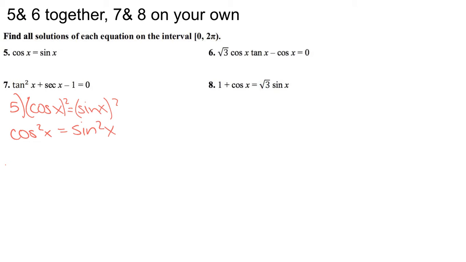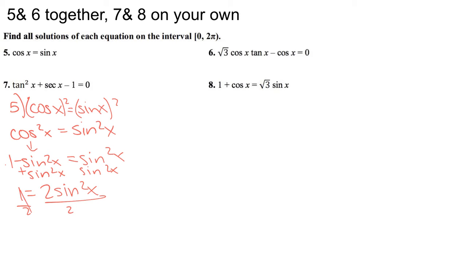Now, you can go either way, whatever way you want to go with it. I'm just going to go ahead and for cosine squared substitute 1 minus sine squared x. Move everything over. So I get 1 equals 2 sine squared x divided by 2. Just for my eyes, I'm going to flip the sides. Doesn't change anything. Take the square root. You get sine x equals plus or minus root 2 over 2.